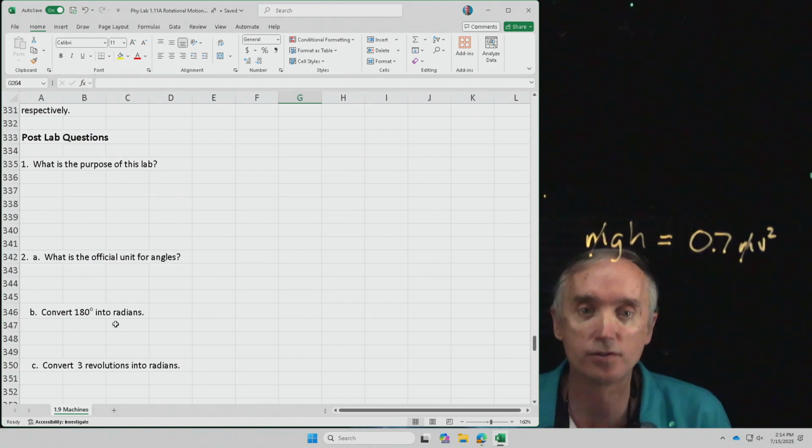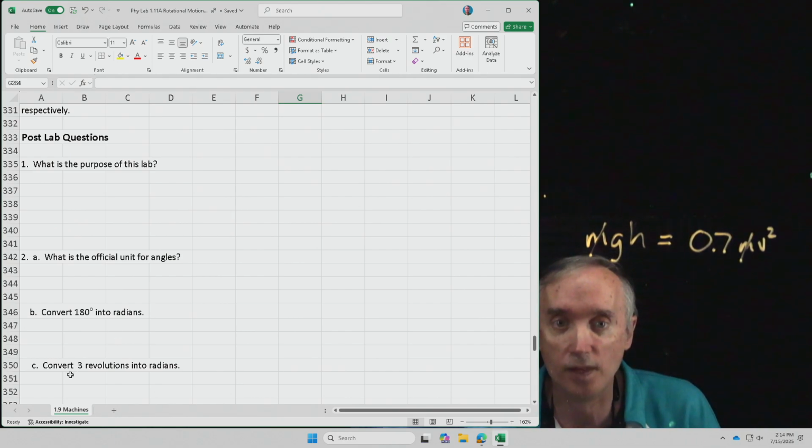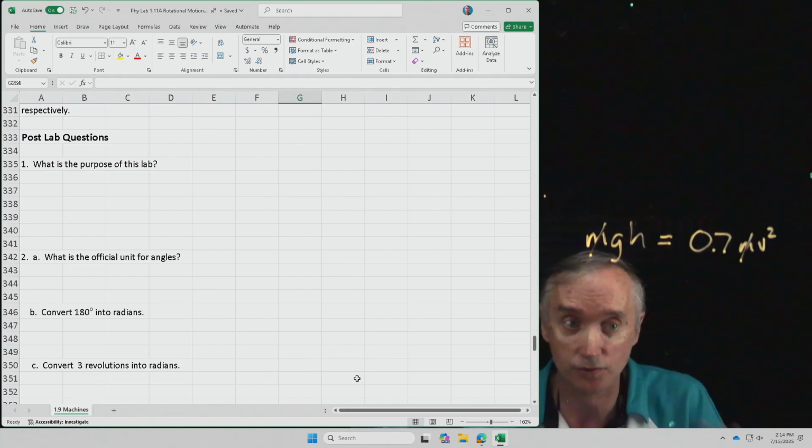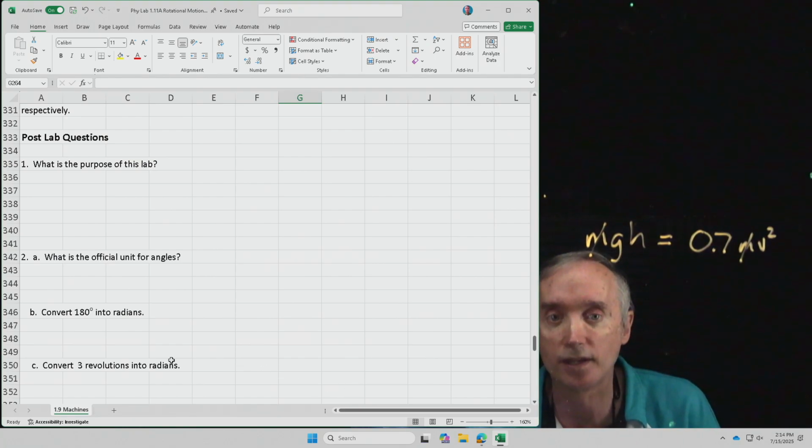Okay, so I showed you how to do that with the two parentheses. Then convert 3 revolutions into radians. So again, 2 parentheses, and then do whatever it takes to cancel the word revolutions, and then you'll end up with radians.